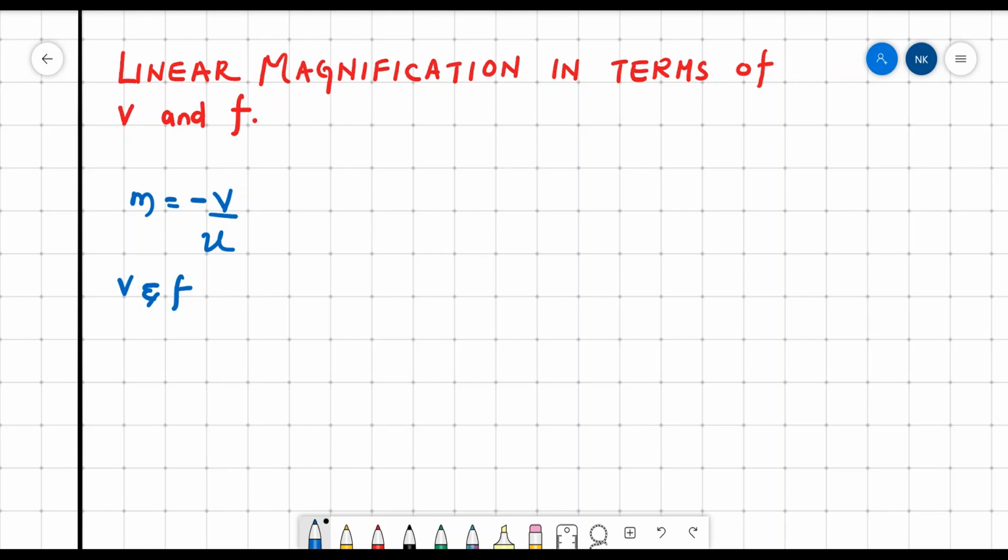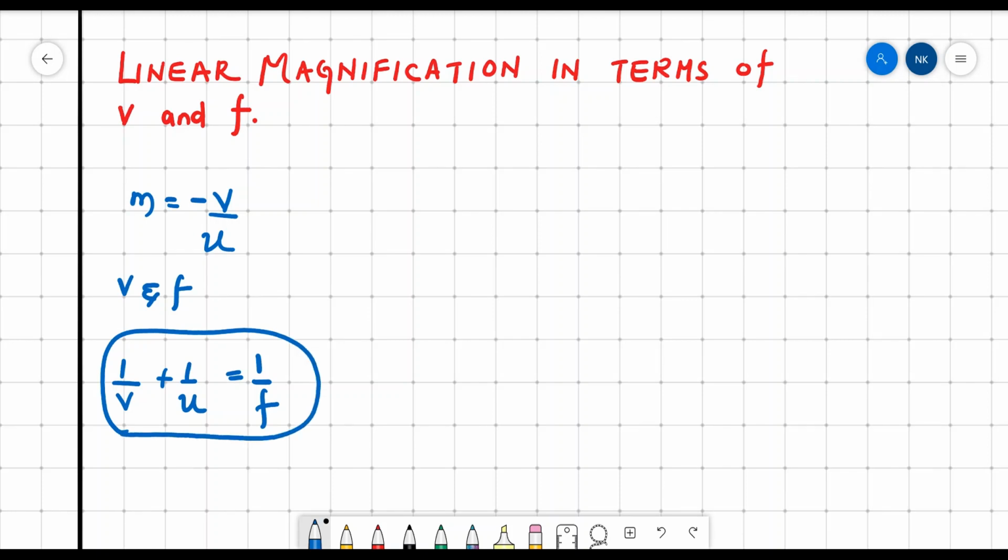So what I am going to do is, look, this is our mirror formula, that is 1 by v plus 1 by u equals 1 by f. This expression I am going to multiply with small letter v, this entire expression. So the very first term is going to be 1 only. The second one, v by u, equals v by f.